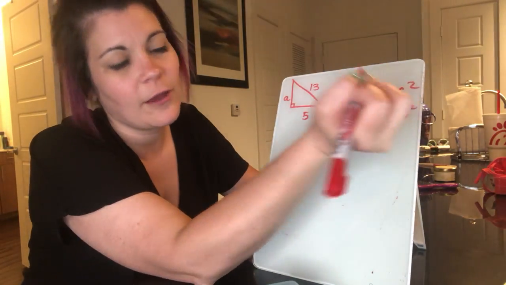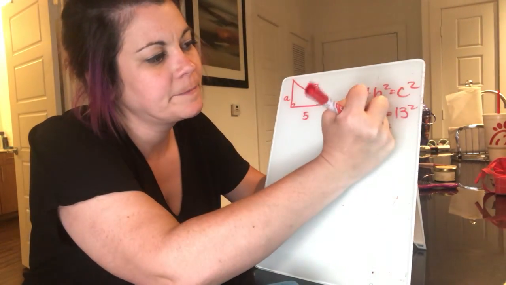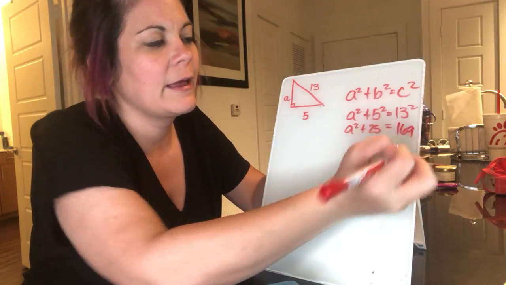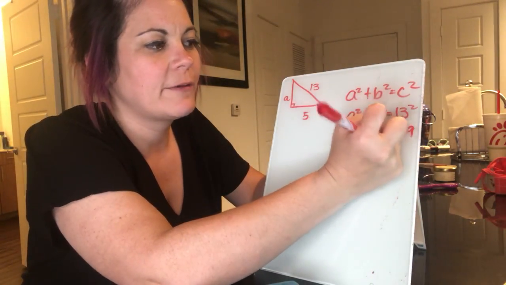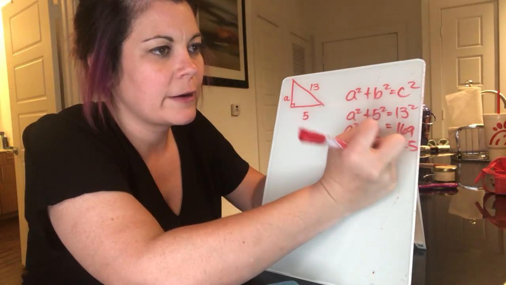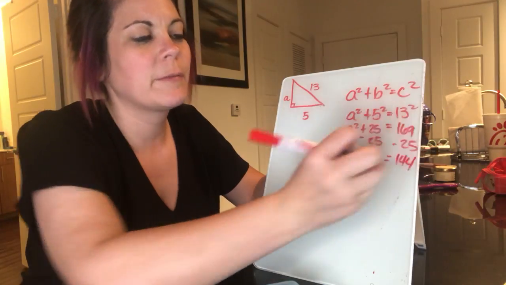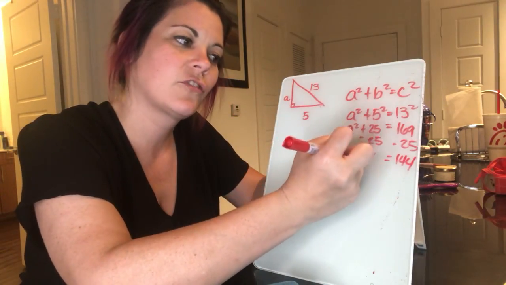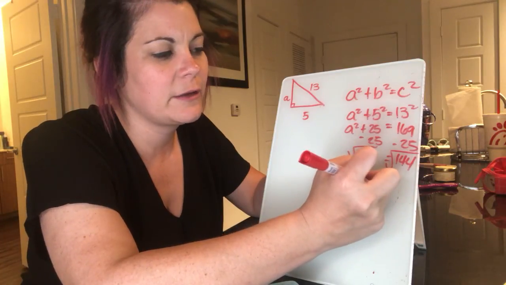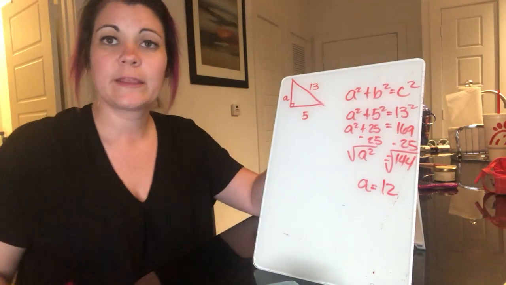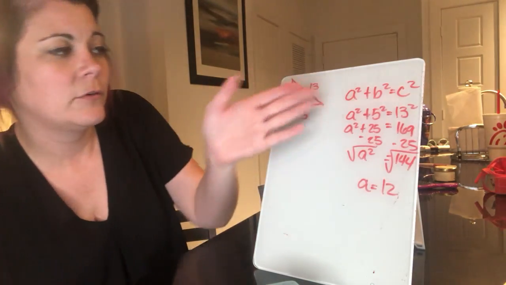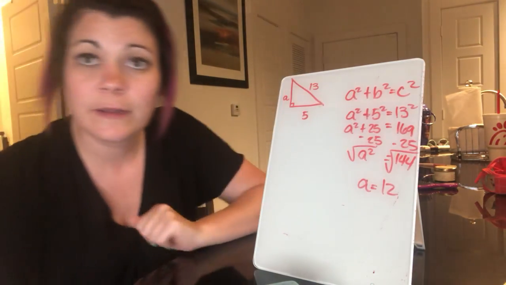So I'm going to continue to solve it just like a normal equation. 5 squared is 25, 13 squared is 169. Subtract 25 from both sides. A squared equals 144. Remember, anytime you have a square, to get just a, you take the square root of it. And so a is equal to 12. Remember, what you do to one side, you have to do to the other. So just simple, you substitute it in and then solve the equation.